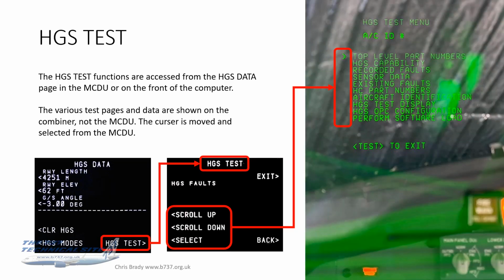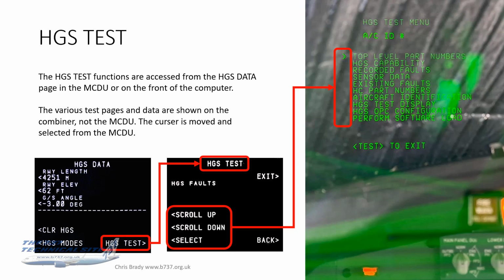All right, back checking. Slight change of gear now into the maintenance side of things. If you go to your HGS data page, you will notice that there's an HGS test selection available there. This is only available on the ground, as is the case with all the maintenance functions. So pressing that test prompt, line select 6 right from data, will take you to that HGS test page shown there.